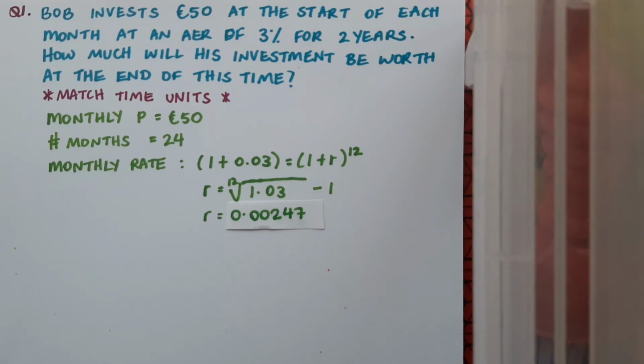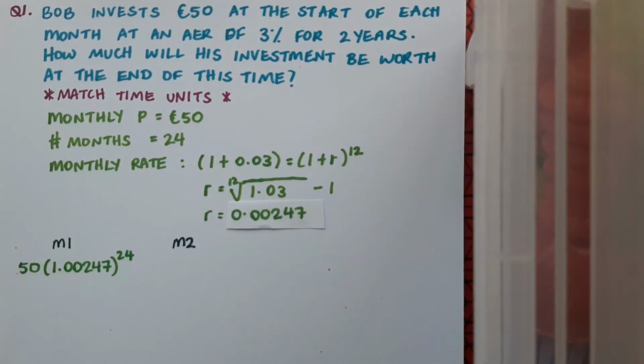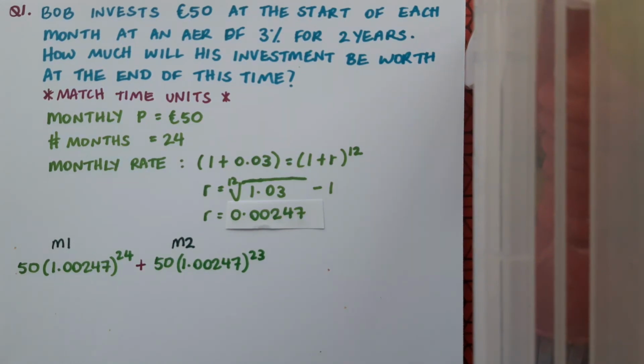So now I'm going to look at the structure of his investment. Looking at month 1's investment first of all, I've got 50 times 1.00247 to the power of 24. Looking at month 2, same thing, but this time to the power of 23. I'll be adding as I go along. And finally, I'll have month 24. And that's just in for 1 month, so it only gains its interest once.